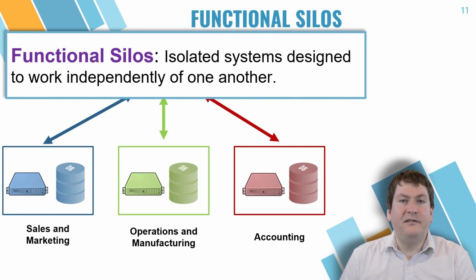We call this type of isolation functional silos. These are systems that are designed to work independently of one another and don't consider other organizational areas. This is a problem as each silo has its own view of the data, its own processes, its own procedures, even its own goals and objectives, and their own business model. This allows business processes to become disjointed or even ineffective. In simple terms, the left hand doesn't know what the right hand's doing. Every department is blind to everything but their own data.